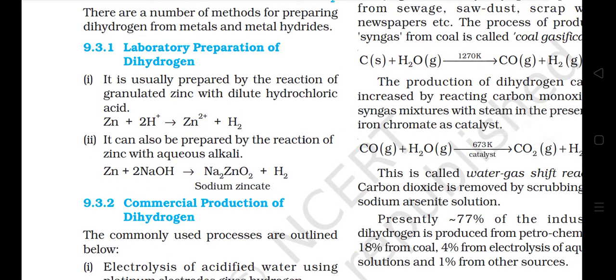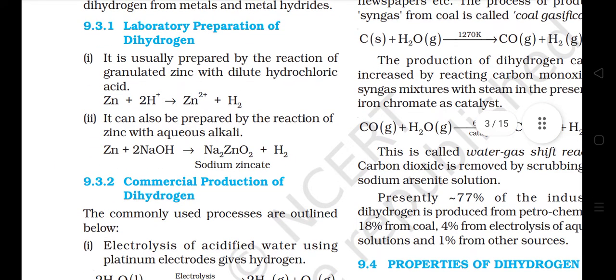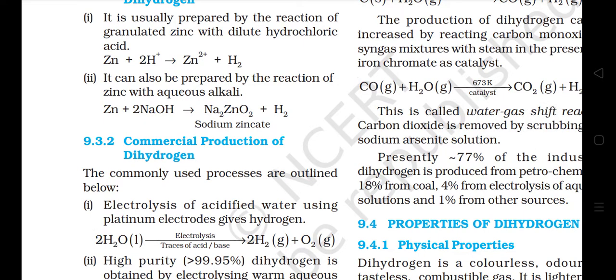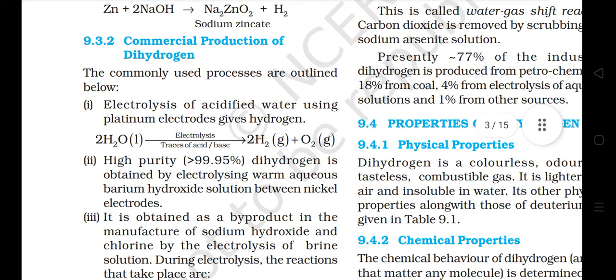9.3.1 Laboratory preparation of dihydrogen. 1. It is usually prepared by the reaction of granulated zinc with dilute hydrochloric acid. 2. It can also be prepared by the reaction of zinc with aqueous alkali. 9.3.2 Commercial production of dihydrogen. The commonly used processes are outlined below.